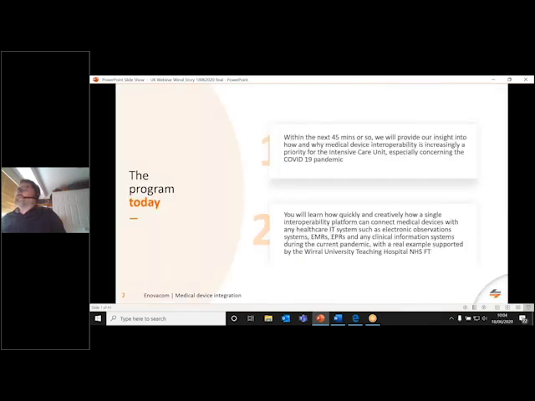Within the next 45 minutes or so, we'll provide our insight into how and why medical device interoperability is increasingly a priority for the intensive care unit, especially concerning the COVID-19 pandemic. You will learn how quickly and creatively a single interoperability platform can connect medical devices with any health IT system, such as electronic observation systems, EMRs, EPRs, and any clinical information system for that matter, with a real example supported by the Wirral.